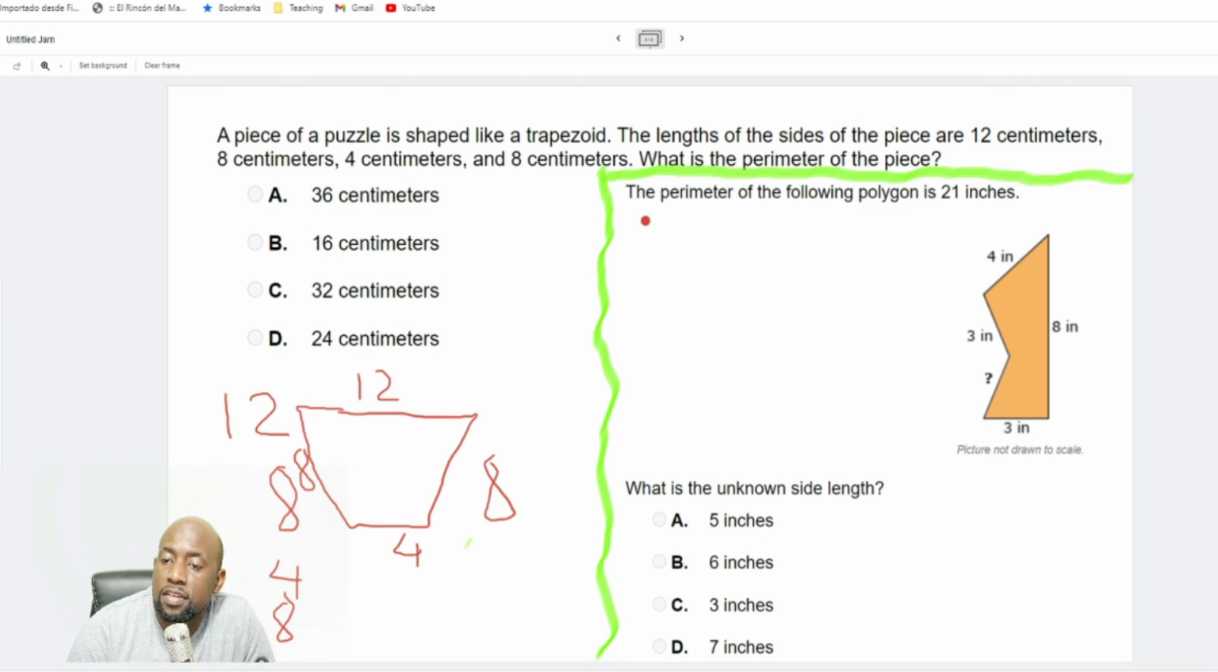Now the last one. The perimeter of the following polygon is 21 inches. What is the unknown side length? When it's like this, you don't know the unknown side length, which is this here. What you do is subtract from 21. Sorry about this one. That one looks ugly. You have to subtract 21 minus 4 minus 3 minus 8 minus 3, and whatever that number is, you circle it over here.